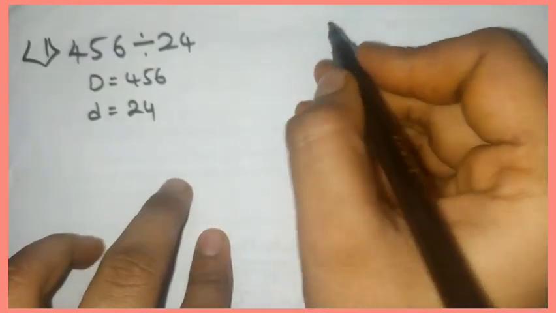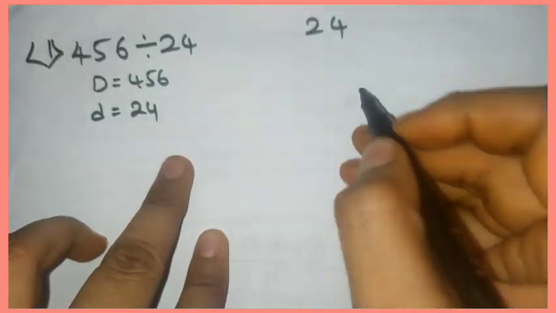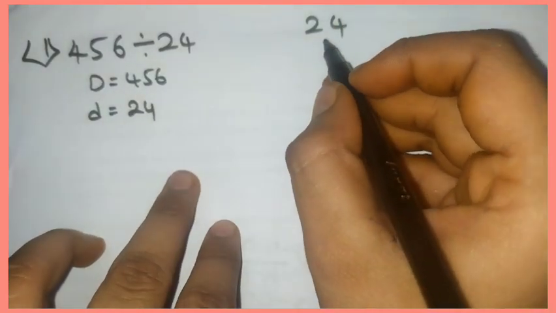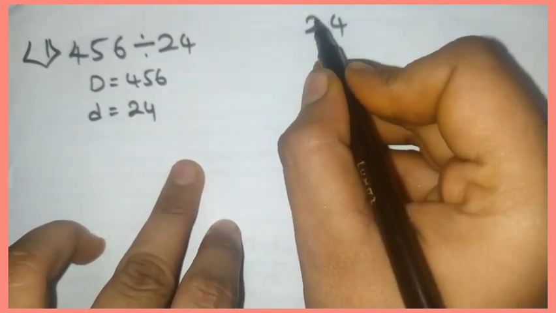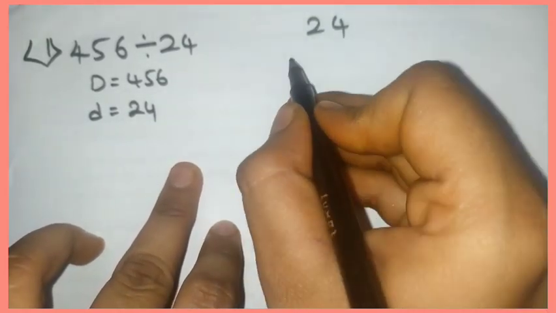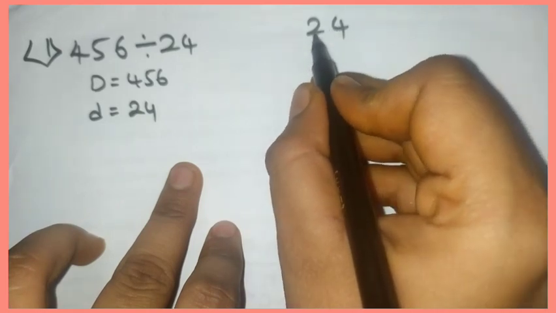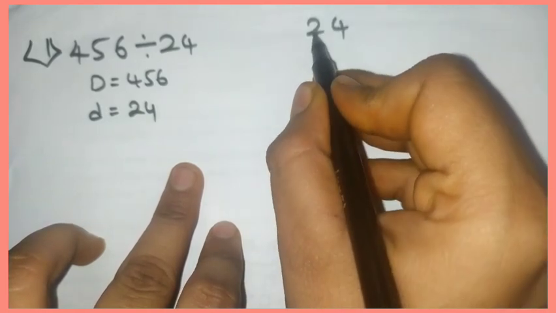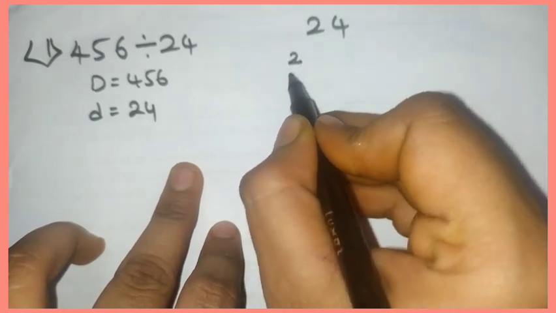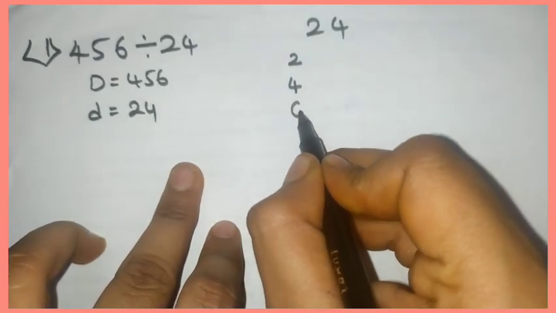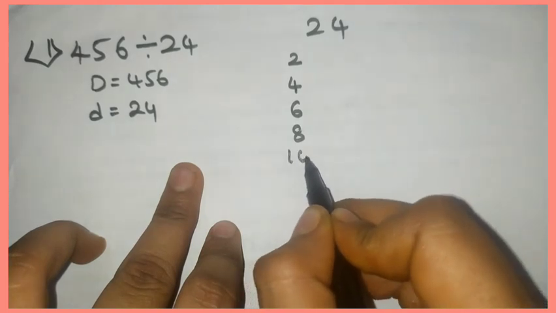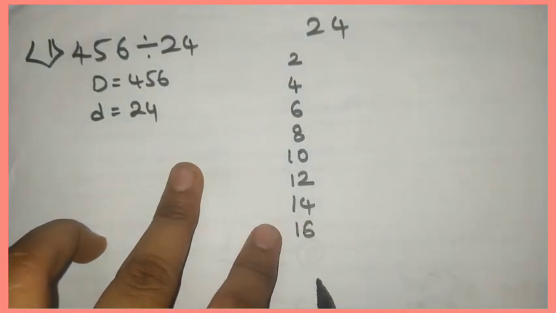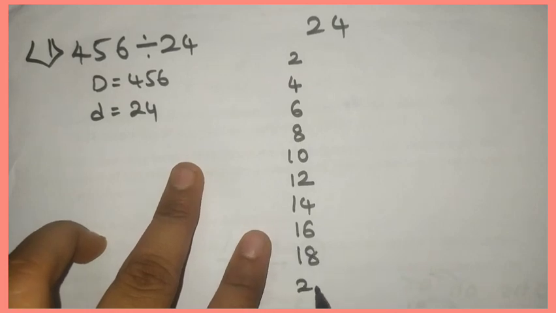To write that, I explained one trick in the previous video. Look here, to write the 24 table, we first note that 24 consists of 2 digits, 2 and 4. First we will write the 2 table here. 2 1s are 2, 2 2s are 4, 2 3s are 6, 2 4s are 8, 2 5s are 10, 2 6s are 12, 2 7s are 14, 2 8s are 16, 2 9s are 18, 2 10s are 20.